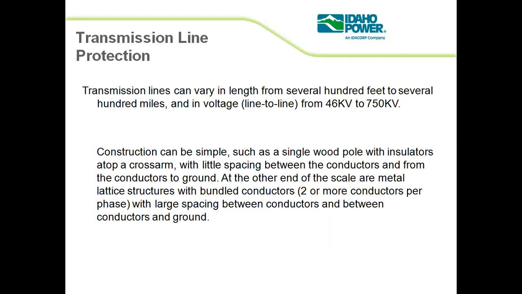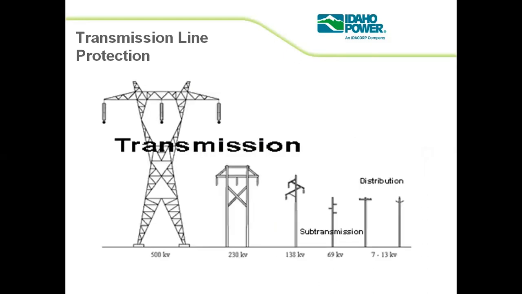Now, you can see a transmission line can vary in length from several hundred feet to several hundred miles, and in voltage ranging from 46 kV to 750 kV. Construction is simple. You can see these are the structures we can use for a transmission system, number one, number two, number three, number four, number five. Depending upon the voltage level at which you have to transfer the power from one point to another, we use a particular structure, and these structures are basically called towers.